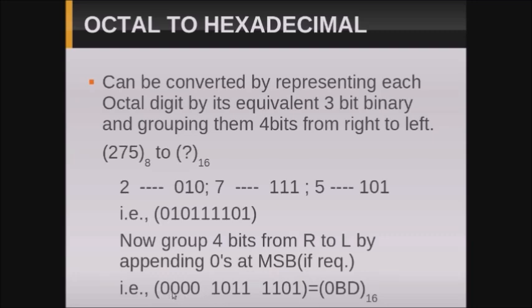So 0010 in hexadecimal representation is 2, as we know that 0 to 9 in decimal is similar to the 0 to 9 representation in hexadecimal. Now 1011, which is nothing but 11, the representation of 11 in hexadecimal would be B, and 1101 is nothing but D, the representation of this value, that is 13, is D. So this is the equivalent hexadecimal value for the given octal form.